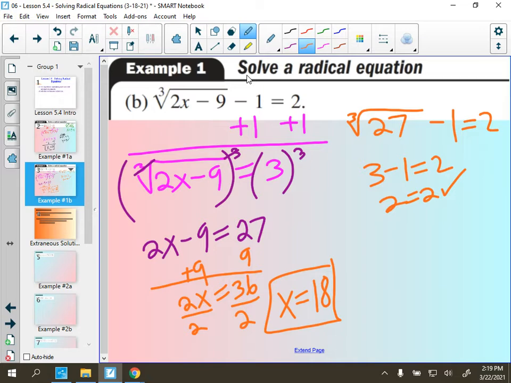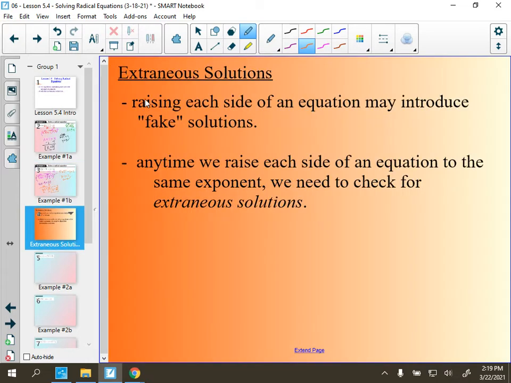All right. So hopefully we like those. Those are old school equation solving. The one note for your notebook here would be what's called an extraneous solution. What the heck does that mean?